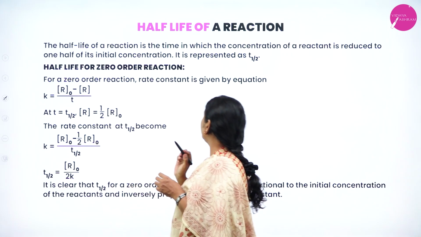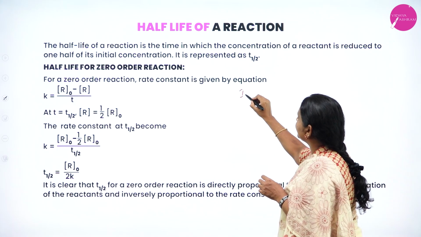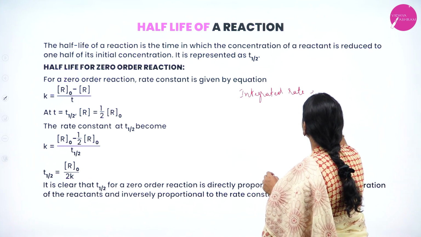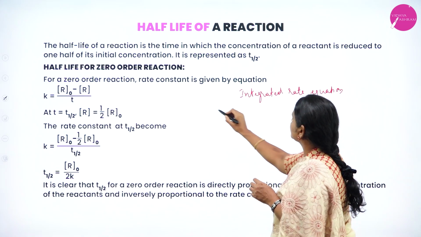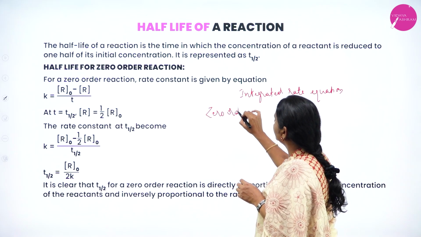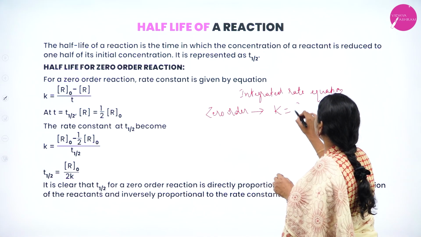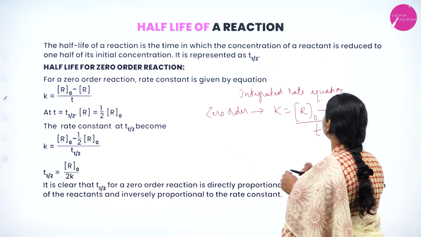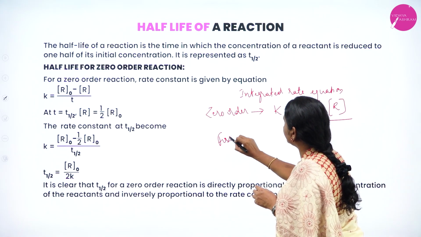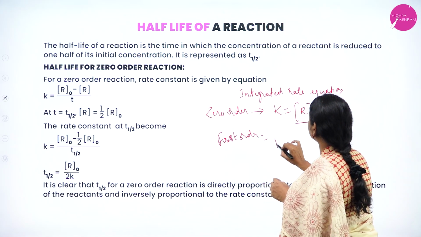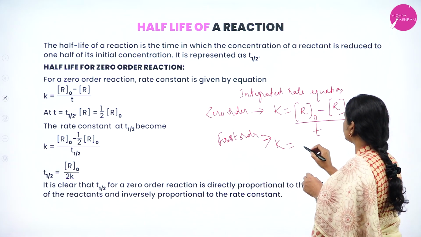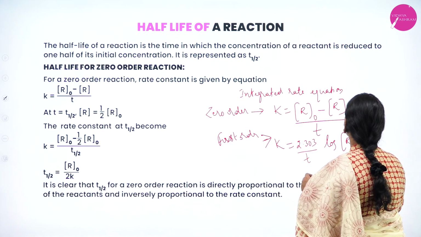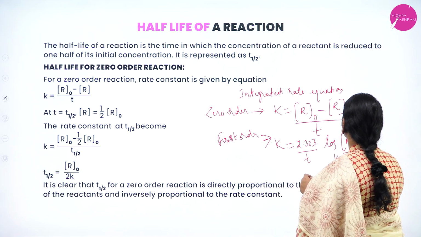Now, today I derived the integrated rate equations. First one for zero order: K is equal to the initial concentration of reactant R naught minus the molar concentration R, divided by T. For first order, K is equal to 2.303 divided by T log R naught by R to the base 10.